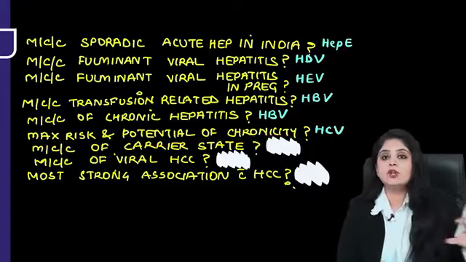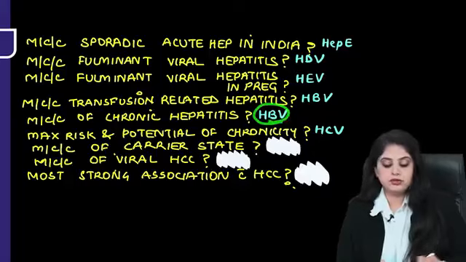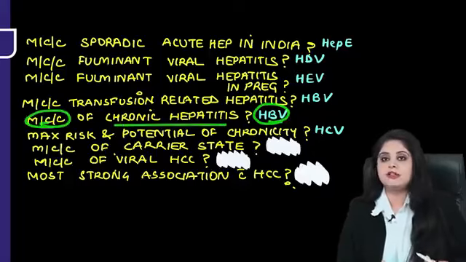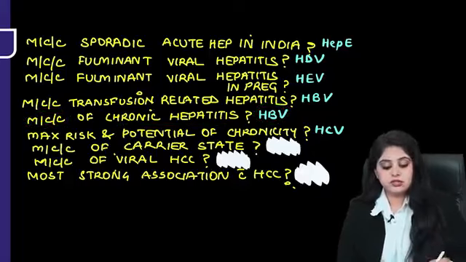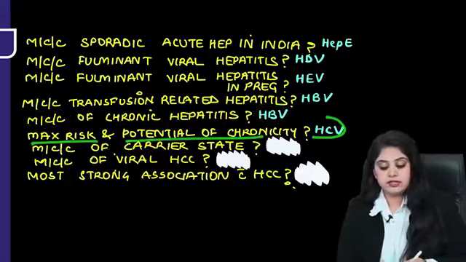Look, if you look at the overall incidence, hepatitis B is more common. So the most common cause of chronic hepatitis becomes B. But who is more dangerous? That is the one with more potential of chronicity, that is hepatitis C.